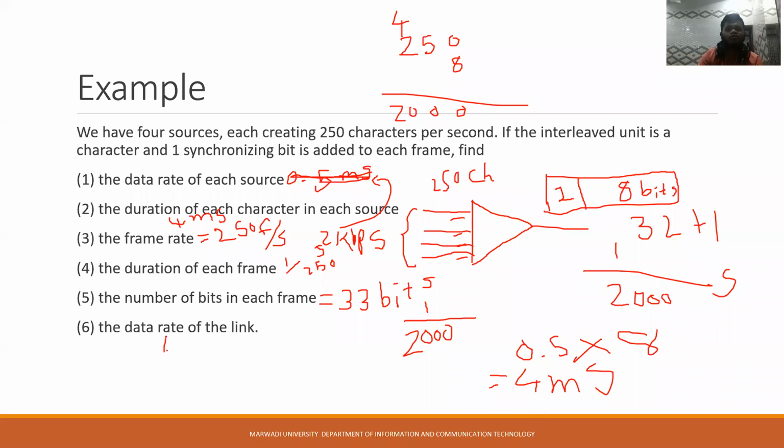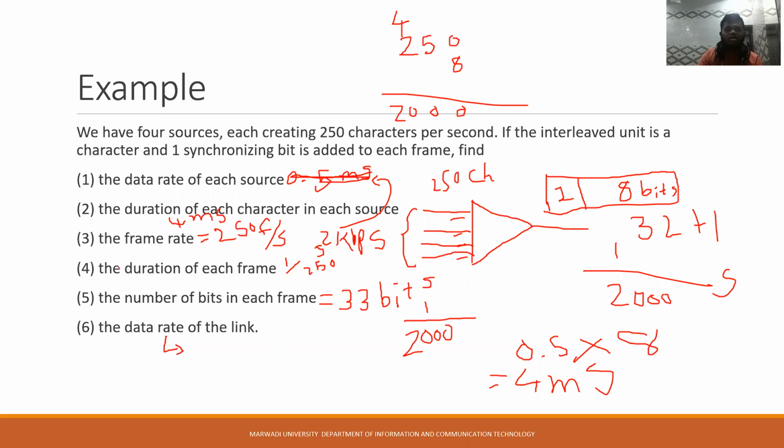Now here we have to do something different, because here we have an extra synchronization bit. If it was our normal case, then we would have just done n into 2 kbps. So that would be 4 into 2 kbps, so 8 kbps. That would have been the ideal or normal case. But here we are having one extra bit in each frame, so we need to take that into consideration also.